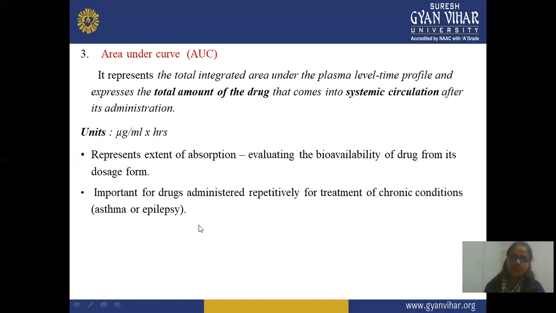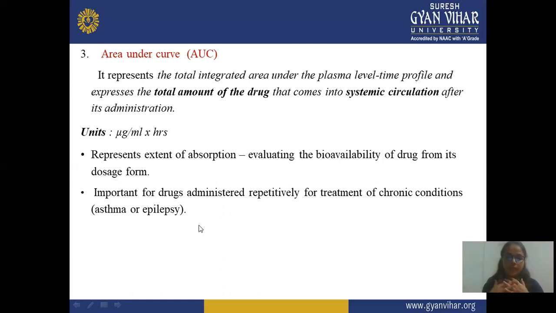And in this, the peak formation or maximum peak formation of the plasma level is known as the time profile, and it expresses the total amount of the drug. Means how much total amount of drug you take, or comes into systemic circulation after administration. So this time curve, or AUC, the area under the curve, represents how much total amount of the drug comes into your systemic circulation after administration.